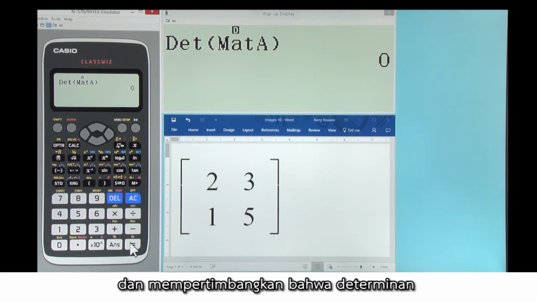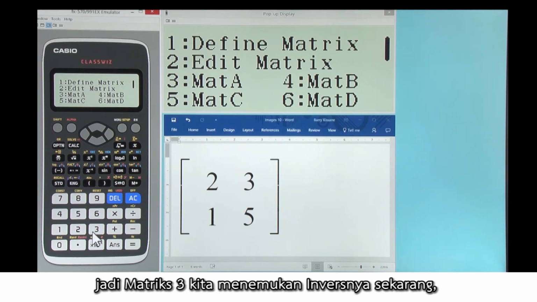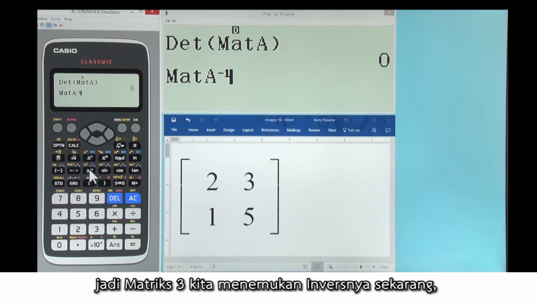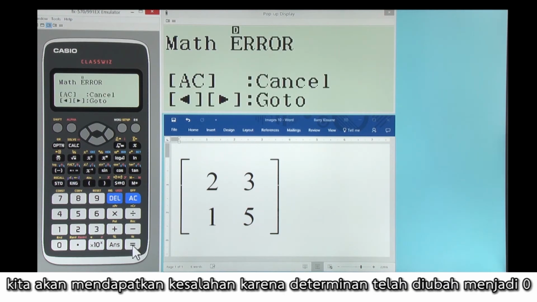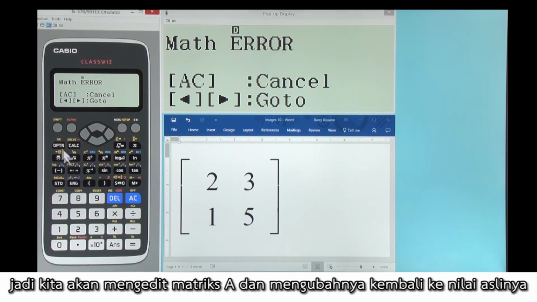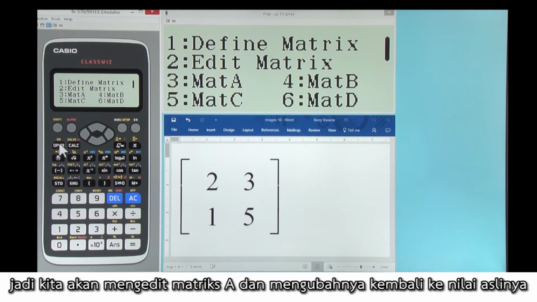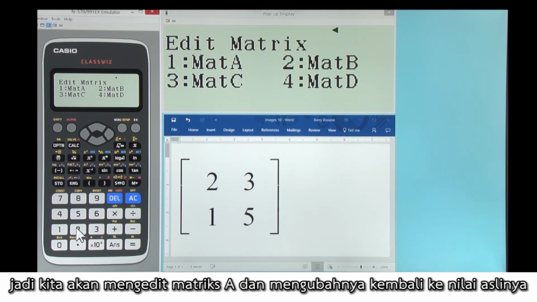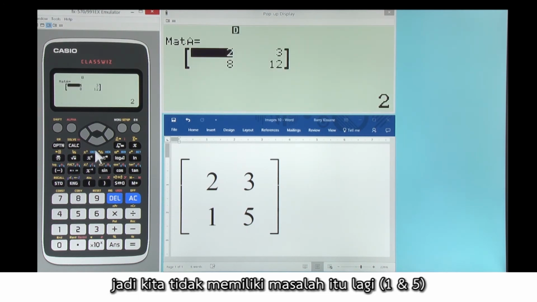And considering that the determinant is used in finding the inverse of a matrix, it's not surprising that the edited matrix no longer has an inverse. So matrix 3, if we find the inverse now, we'll get an error because the determinant has been changed to 0. So we will edit matrix A again and change it back to its original values, so we don't have that problem again, 1 and 5.